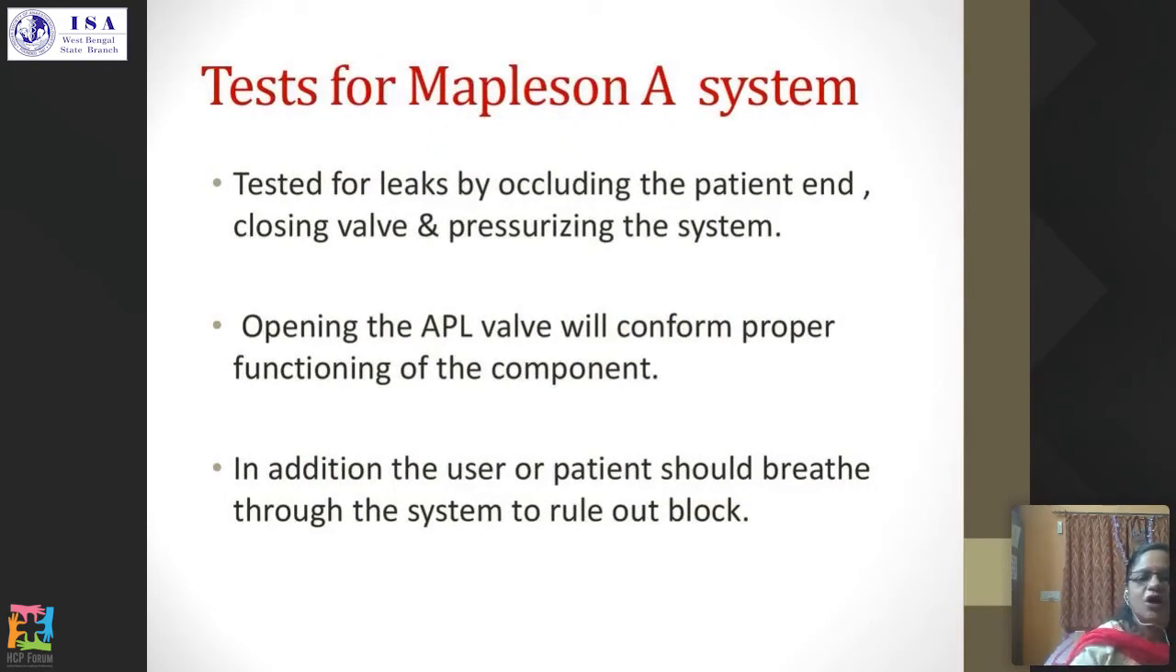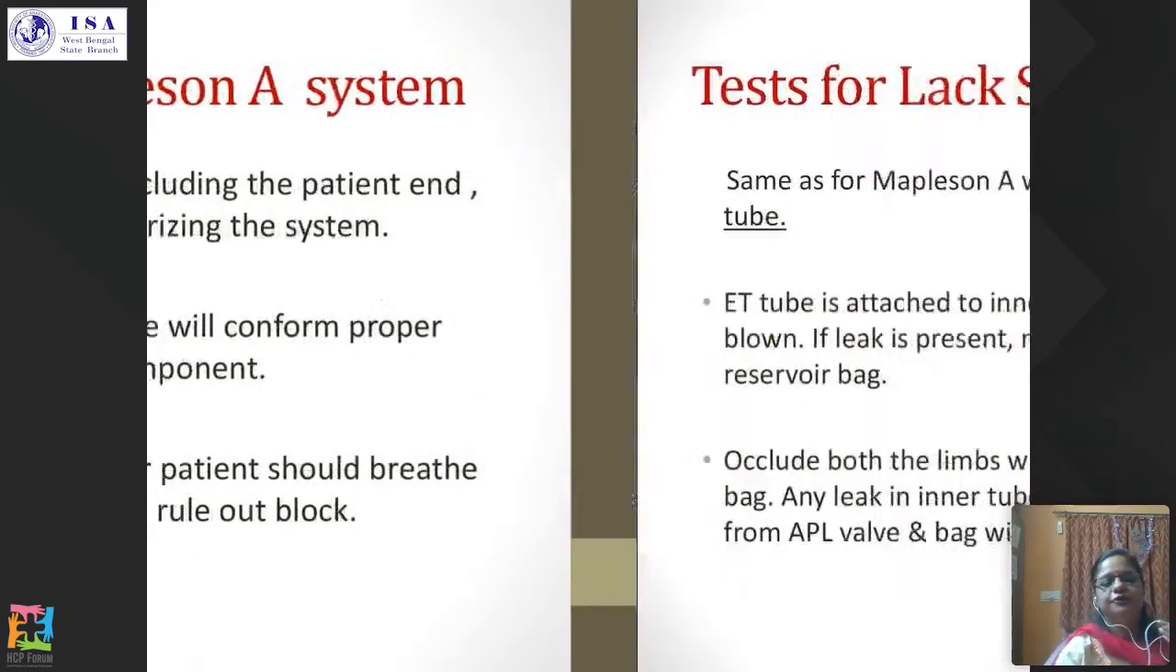Tested for leaks by occluding the patient end, closing the valve and pressurizing the system. The oxygen is fully on and we close the patient end and close the valve. Opening the APL valve will confirm the proper functioning of the component. If we open the APL valve, it will expel some air. In addition, the user or patient should breathe through the system to rule out any block.